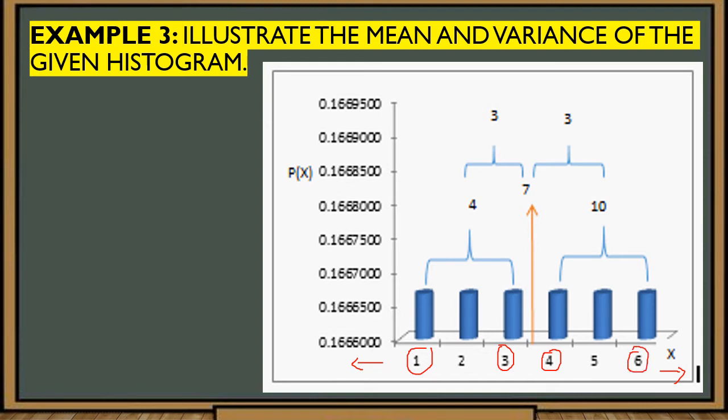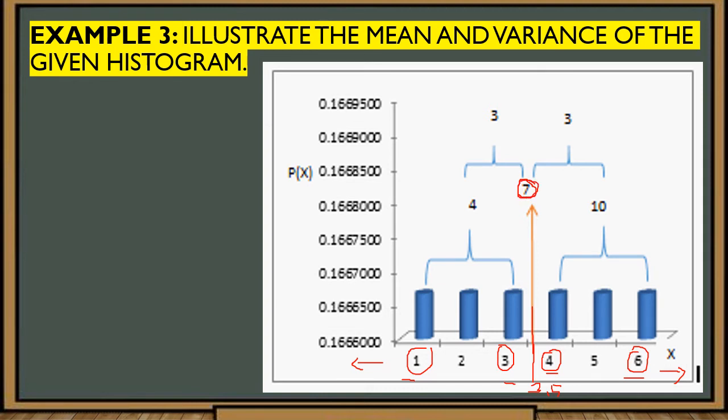Again, 1 and 3 are found on the left side of the mean. Our mean is here, which is 3.5, and it is marked with an arrow. And 4 and 5 are found on the right side of the mean. Here the mean will be doubled. That is why we have here 7, which is the new mean. So 3.5 times 2 is equal to 7. So that is why we have here the new mean.